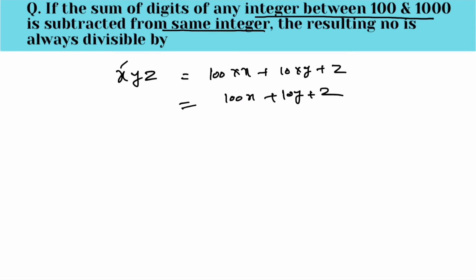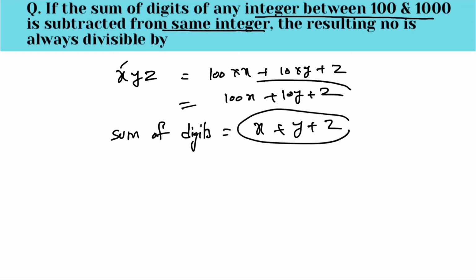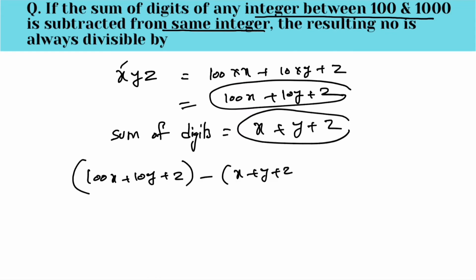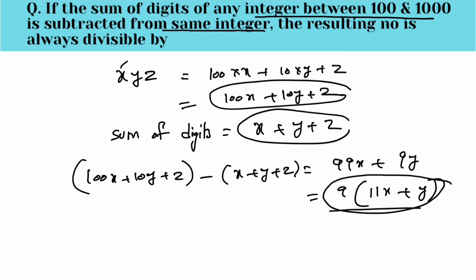This is the integer, and the sum of digits of any integer. So, for this, if you take the sum of digits, it is equal to x plus y plus z. Now, this sum of digits got subtracted from this integer, so that is what the question gave. So, that is 100x plus 10y plus z subtracted with x plus y plus z. You will get here 99x plus 9y. So, if you take 9 common here, it becomes 9 times (11x plus y), and the resulting number is always divisible by 9. Yes. So, the answer is 9.